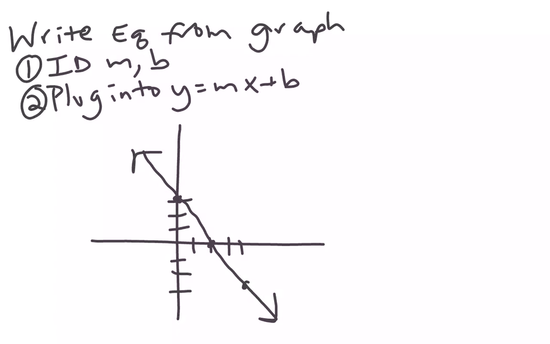And when we are writing the equation of a line from a graph, we have two steps. We want to identify our slope, our m, and identify our y-intercept. So I like to start with my y-intercept. So all you do is look at the graph and identify what is your y-intercept. So on the graph that you have on your page, the y-intercept is equal to 3.